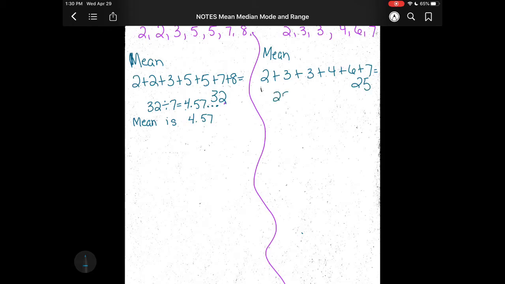And what we find out is that we have 6 values here. So 25 divided by 6 gives us, the 6 is repeating. So the mean, we're going to have to do some rounding, is 4 17/100.